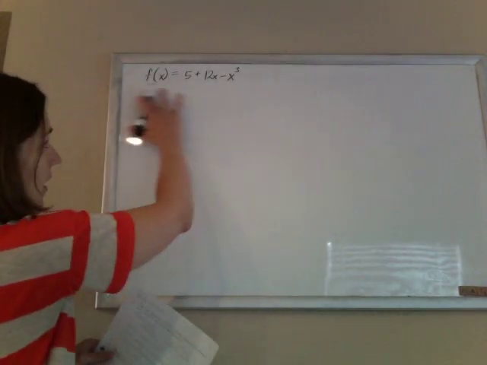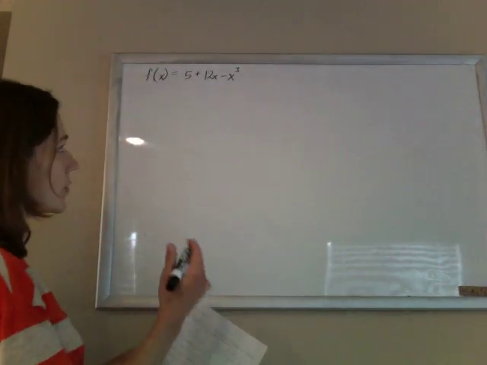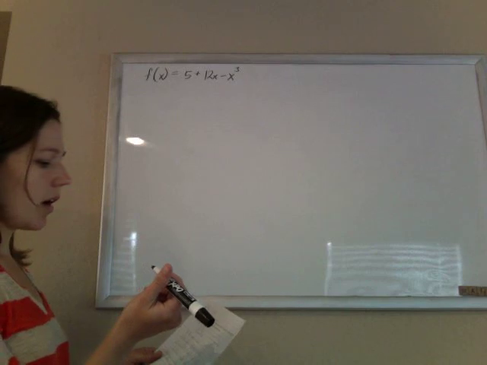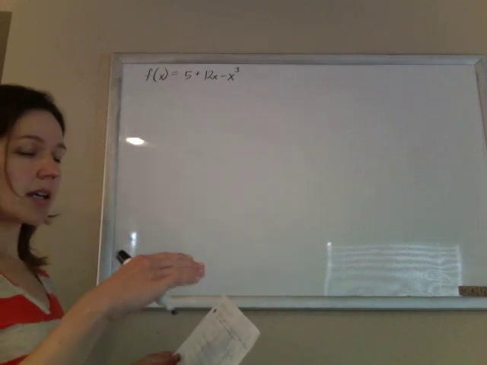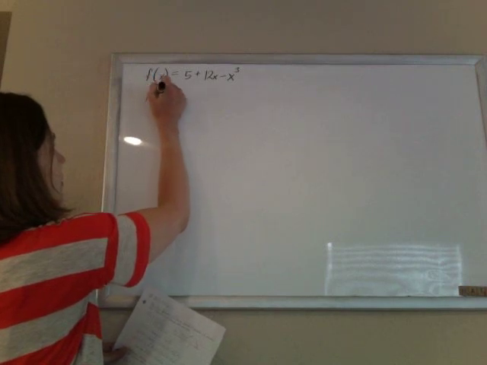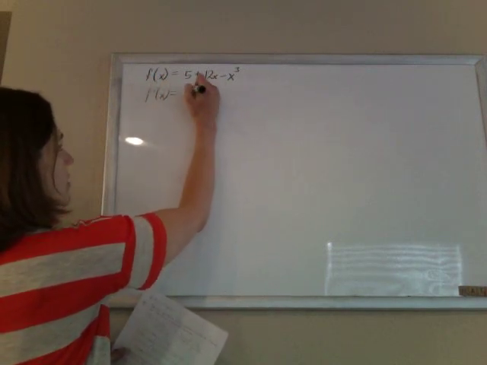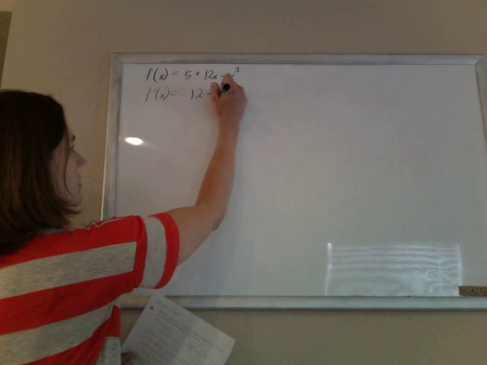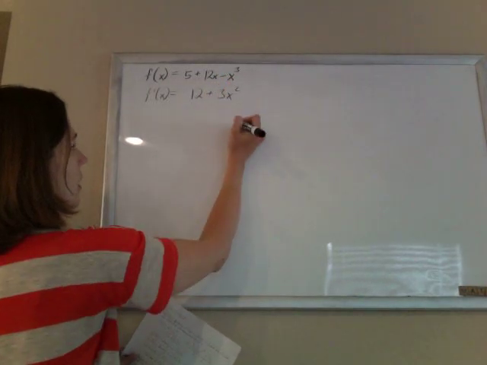Alright, so we want to find out everything about this graph. You're going to use the first derivative to find both increase and decrease and maxes and mins. So we'll take our first derivative. F prime of x is just going to be 12 plus 3x squared.